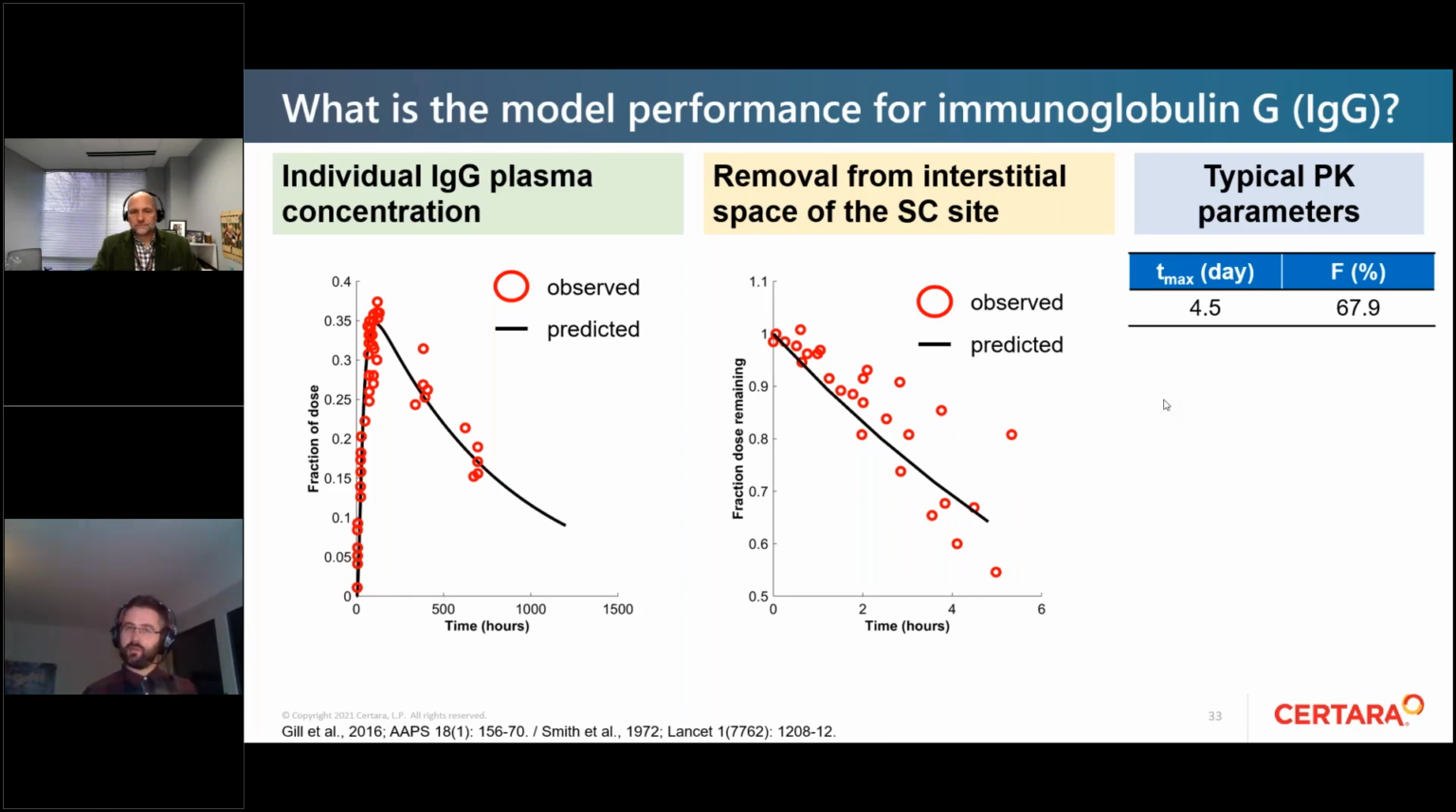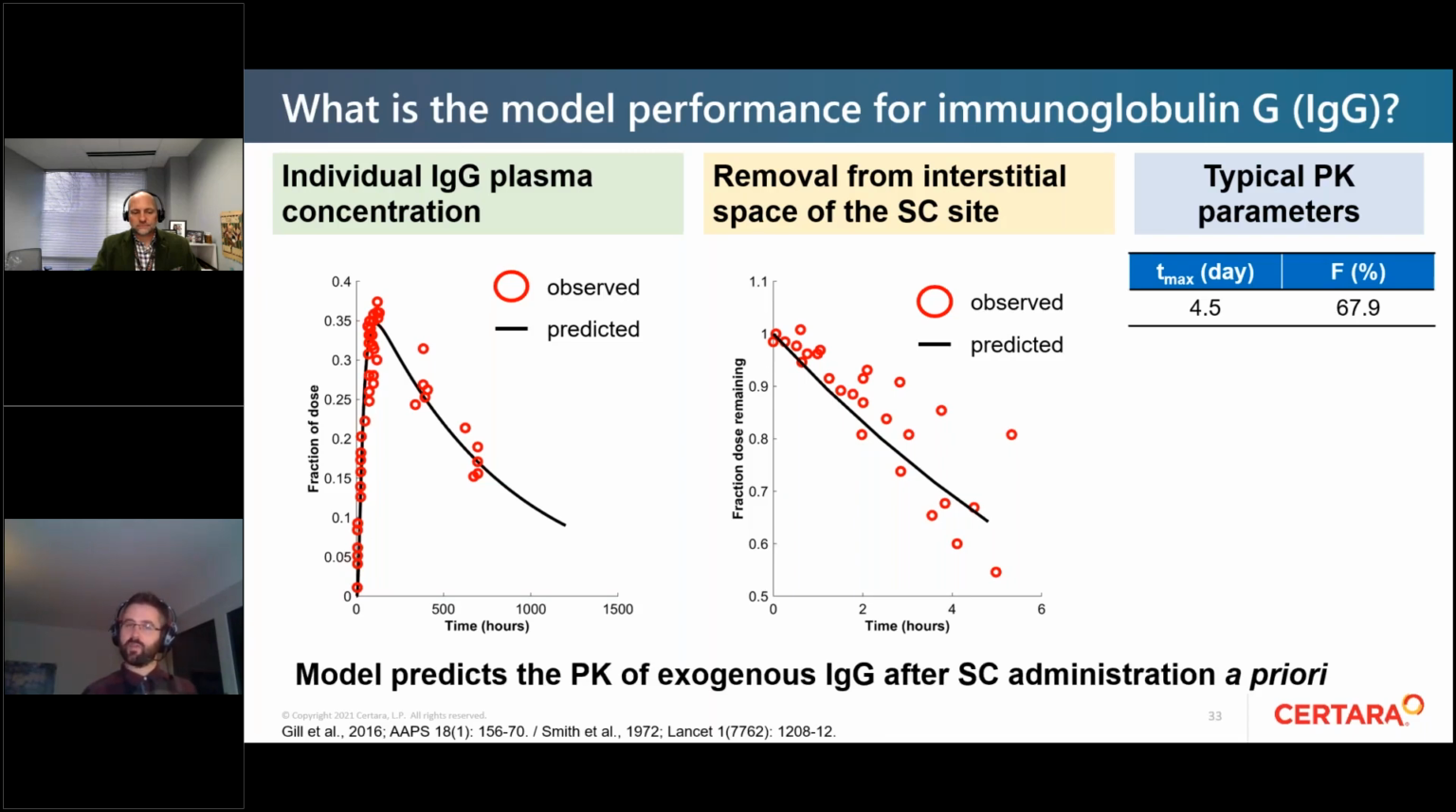So to conclude, for therapeutic proteins, we can predict bioavailability a priori by incorporating those pre-systemic clearance pathways and by knowing our drug, our binding affinity to the receptor, and our uptake rate.